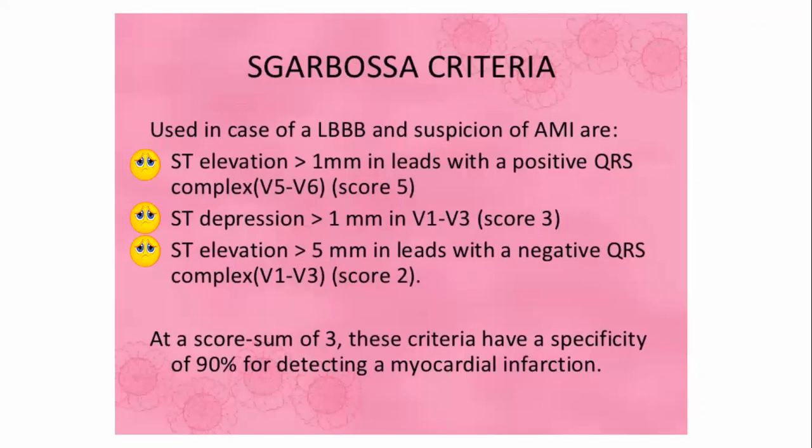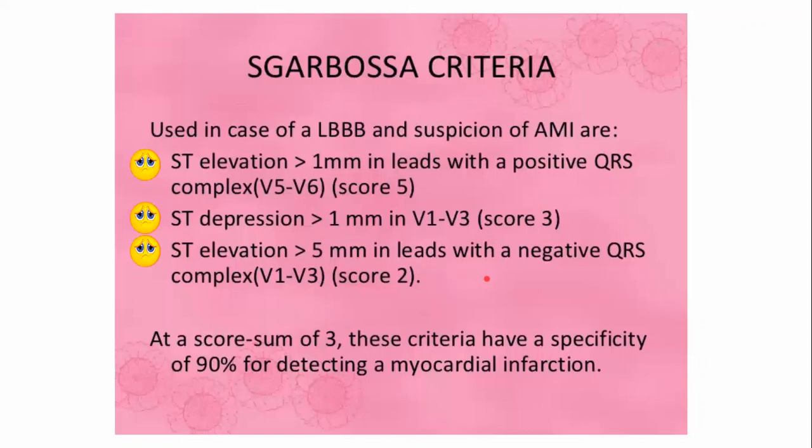If you have ST elevation of greater than 1 millimeter in the leads, like V5 or 6, you get a score of 5. If there's ST depression greater than 1 millimeter in V1 through 3, you get a score of 3. If there's ST elevation over 5 millimeters in leads V1 through 3, you get a score of 2. Okay? And if you have a score sum of 3, there's like 90% specificity for detecting MI.